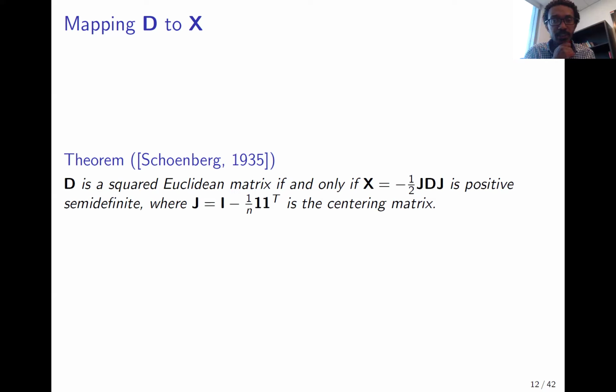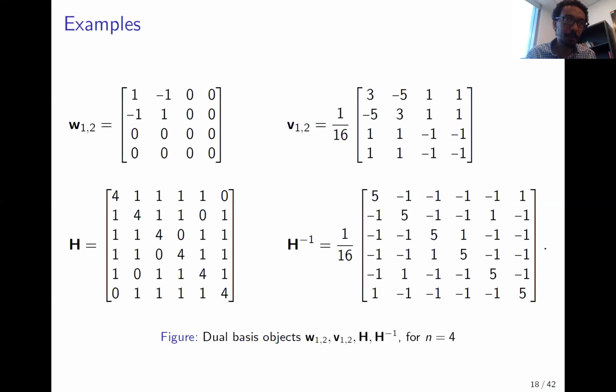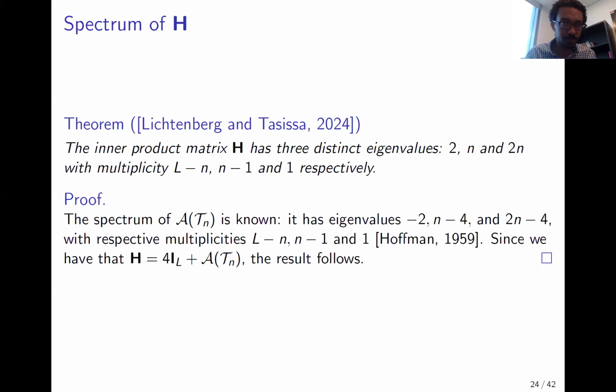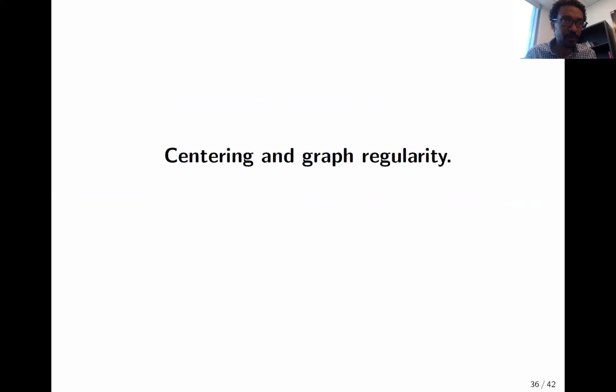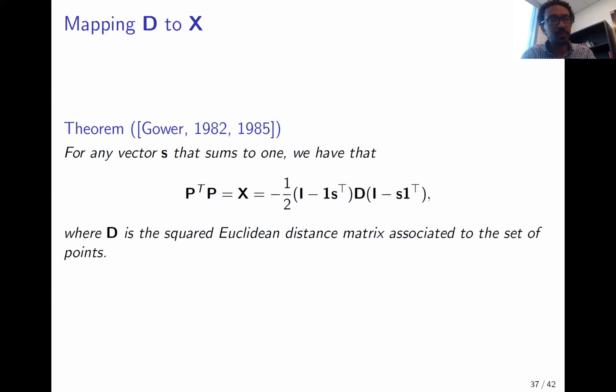So the natural question is, how do the properties of the spectrum change if we allow the centering to be not at the origin, but at a different point? This was studied by Gower in a set of two papers in 1982 and 1995. Much like the result we saw earlier, there is a generalization if you allow for a centering.